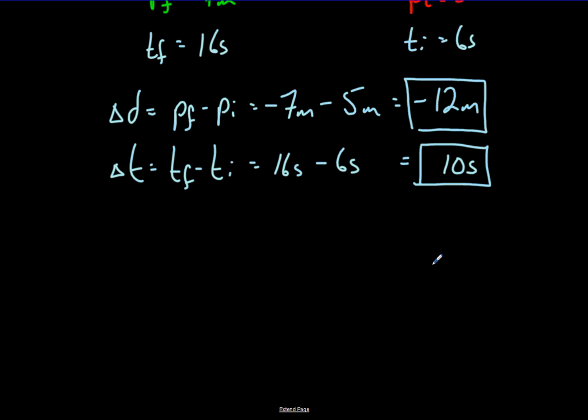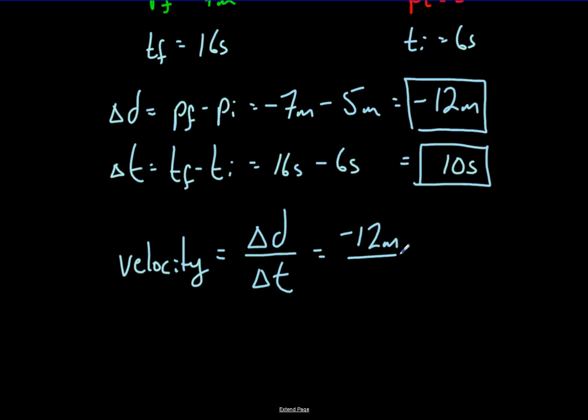Can we figure out what his velocity was from this information? So let's define what velocity is. Velocity, we said, is a rate, and it is the rate of change in displacement. So we have to have delta d divided by delta t for whatever time interval it took. We've already sorted out what these are. So it's essentially negative 12 meters in 10 seconds, or the bunny must be going negative 1.2 meters every second.